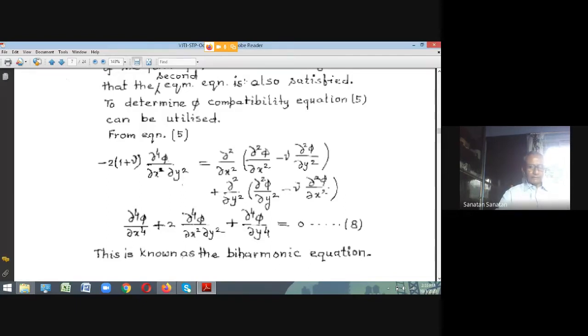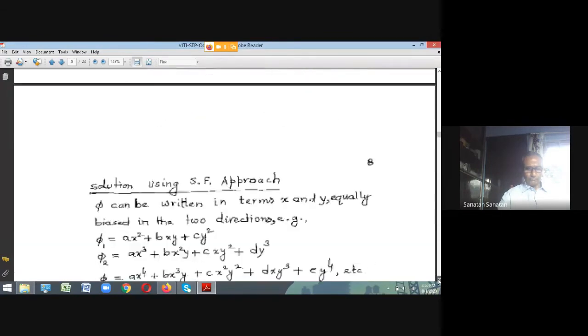It is nothing but (∂²/∂x² + ∂²/∂y²) whole squared, acting on phi, equal to 0. This is called the biharmonic equation. So this biharmonic equation is the basis to solve the stress analysis problem.